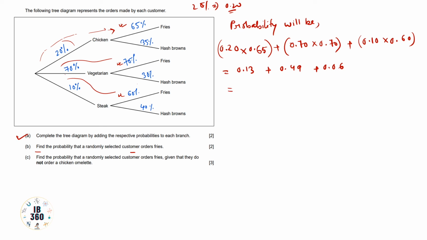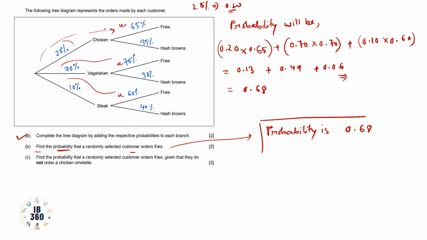So the probability is 0.68. If you add all these three numbers, this will be 0.68. So, find the probability that a randomly selected customer orders fries. This probability is 0.68. So this is the answer. Okay, now we will move towards the third question.